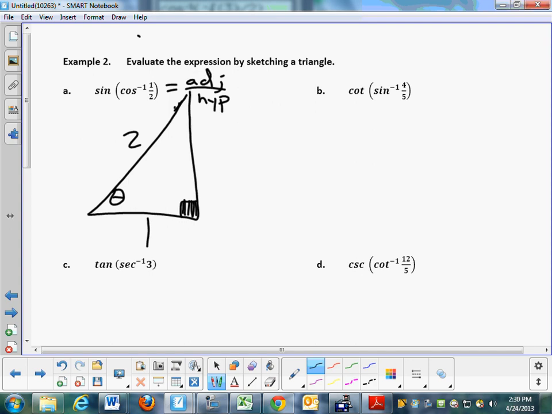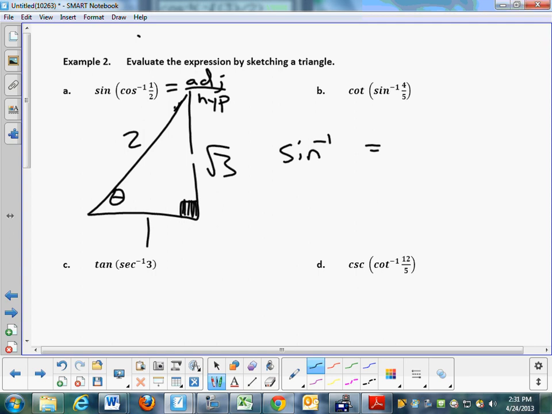How can I find out the opposite side? Yep, Pythagorean theorem says it's square root of 3. So, that's my triangle. Now, here's what you got to think through. If we do cosine inverse or sine inverse or tangent inverse, what are we coming up with? What are we solving for? If I'm doing sine inverse of something, what am I getting?